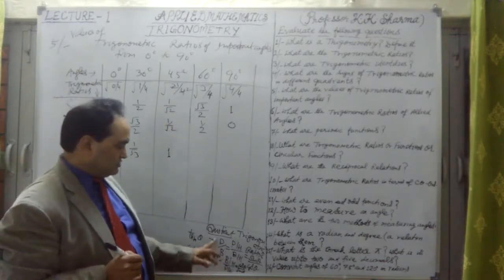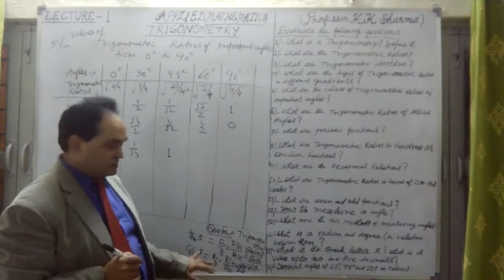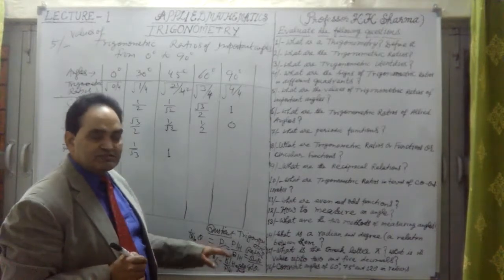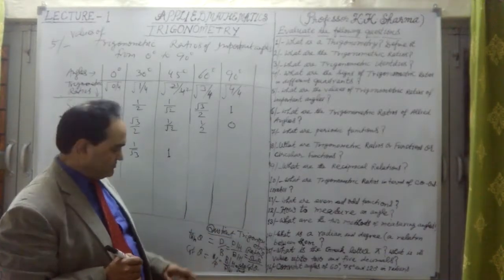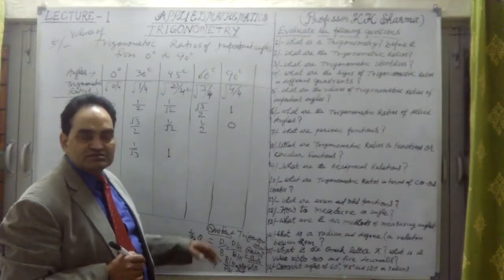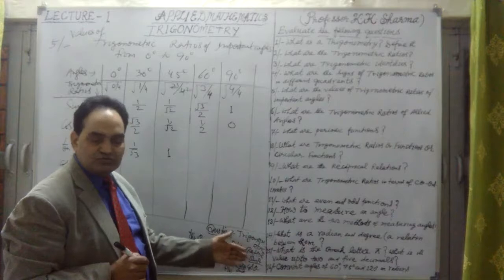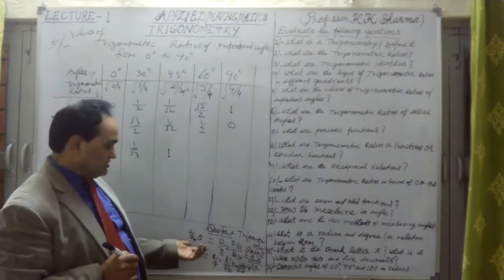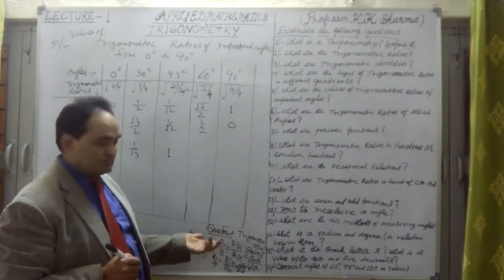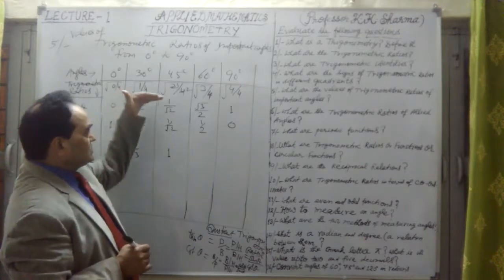This is the quotient trigonometric ratio. Tan theta can be expressed in terms of sin theta upon cos theta. Similarly, cot theta can be expressed in terms of cos theta and sin theta: cos theta upon sin theta is cot theta. Similarly, tan theta is sin theta upon cos theta. Okay, so this is how we divide this upon this.